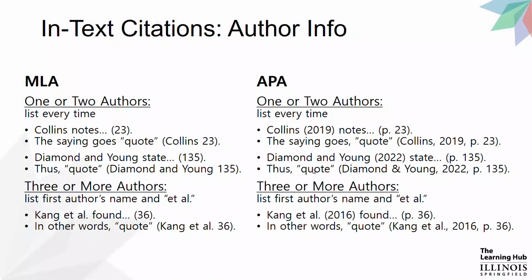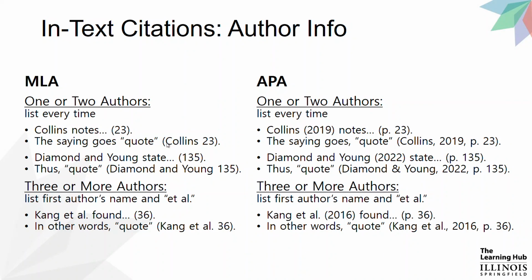So here's where we give a little bit more information about the number of authors and how those look. Generally speaking, if you have one or two authors on a source, you're going to cite those names every single time. They just look a little bit different depending on if you're citing in MLA or if you're citing in APA. So in MLA, one author, you have the name in the text. You can say "Collins notes" and give information, and then at the end in parentheses give the page number. Or you can provide everything at the end.